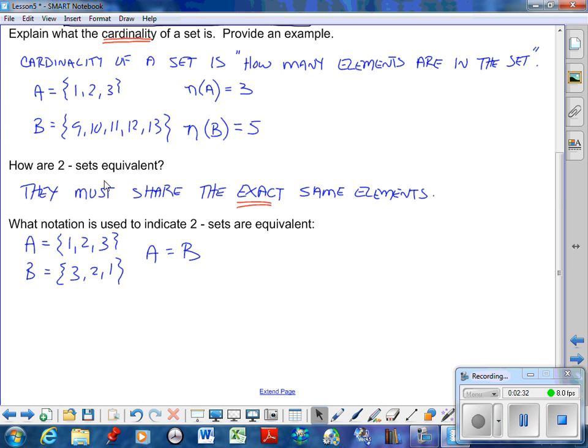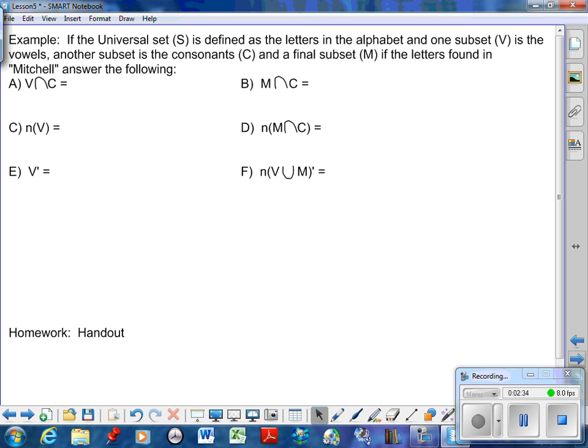Okay. Finally, I got an example here. I'm defining the universal set, and it's the letters in the alphabet, not my strength. One subset V is the vowels. Notice how I did that, V for vowels. And another subset is C for consonants, and I had to look that up. Consonants are not vowels. There you are. And then I added a final subset, M, and that's the letters found in Mitchell. So I'm going to answer the following. Just going through, it's just practicing some of the stuff that we've talked about.